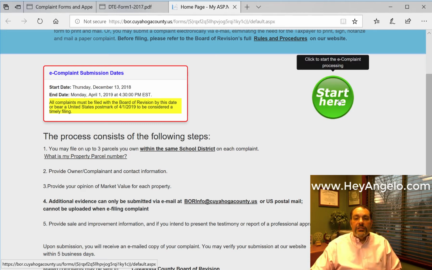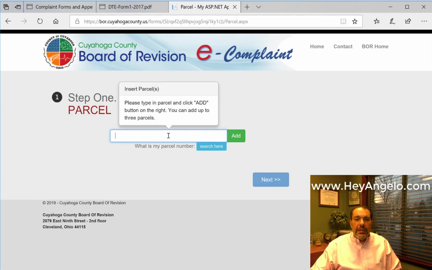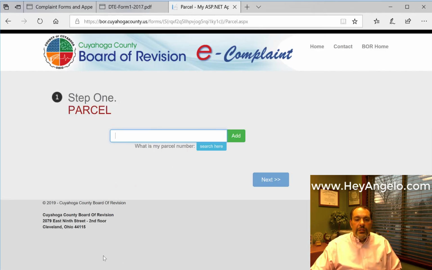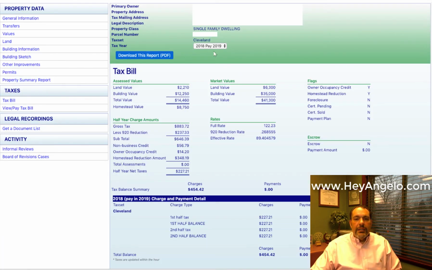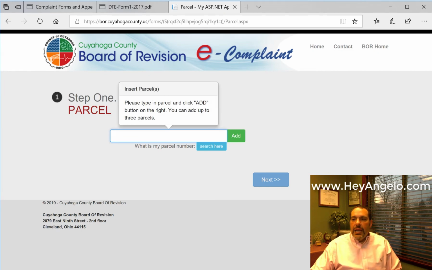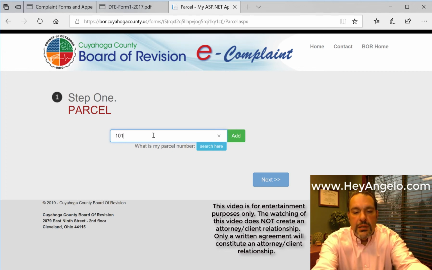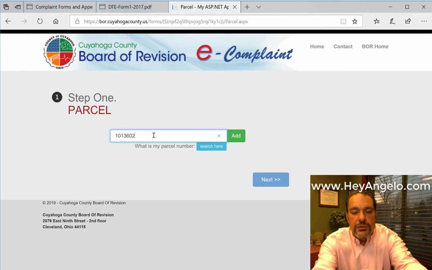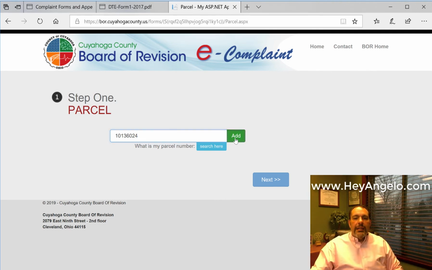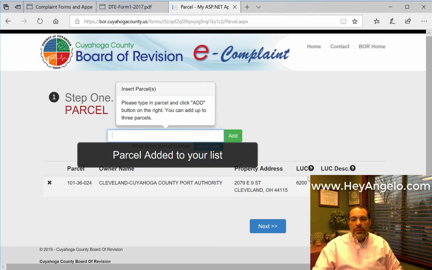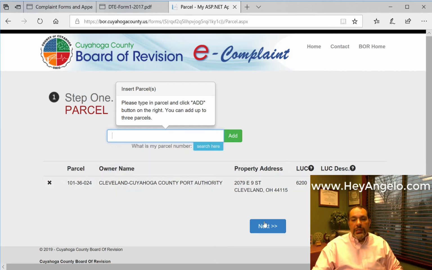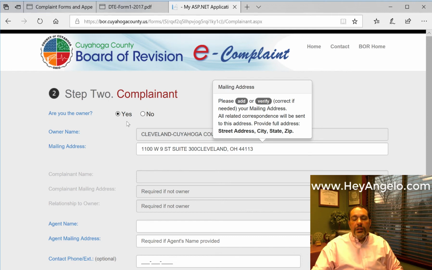So we're going to start this process so you know how to fill out the form. You would start here and type in the parcel number. If you look at our form on here, this shows the parcel number right here that I blanked out. And we're going to type it in. Now, for the county building, the number is 101-36024. And we're going to click Add. Shows this property. Again, this is owned by the Port Authority. We hit Next. Are you the owner? We're just going to say yes, because we are not actually going to submit this.